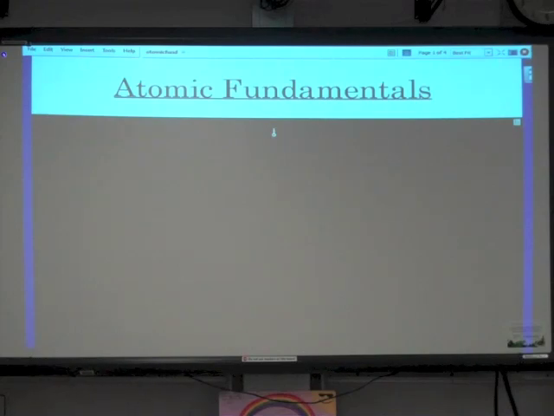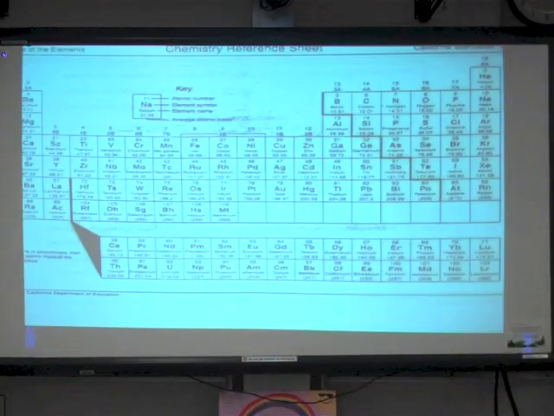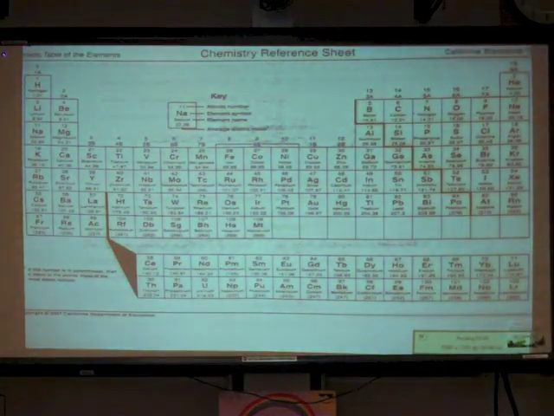Our title today is Atomic Fundamentals. Here is a projection of the periodic table that I gave you in class today. And on this periodic table are listed the 92 naturally occurring elements on this planet and the rest, which are human-made. They exist in labs, some for just very small portions of seconds.